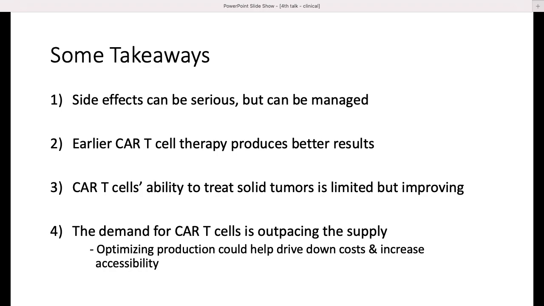And again, the side effects can be serious, but they can be managed. An earlier CAR T cell therapy will most likely produce better results, although that's hard to implement right now on a population level. And hopefully there is some leeway here on being able to treat solid tumors, because that would be incredible.